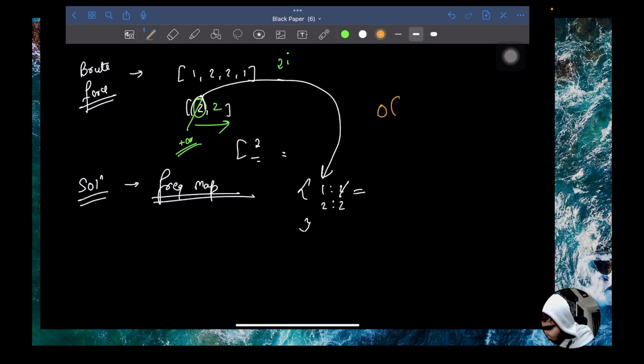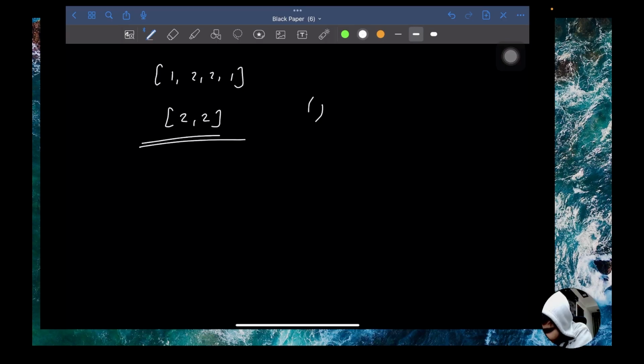In this solution, you are going to take order of n time, but you are going to take order of n space also, right? It's a very efficient solution, no problem at all. Sometimes you might be asked to optimize the solution. In that case, the thing that you are doing using linear search, you can optimize it using binary search.